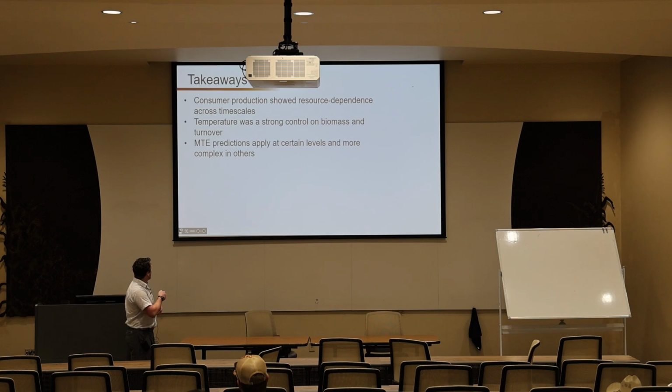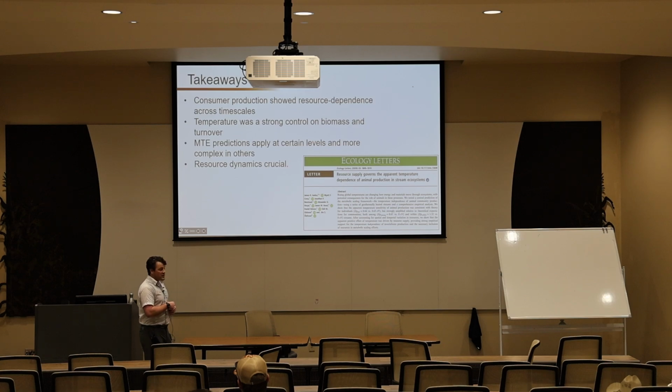But these predictions from metabolic theory apply at certain levels. At the individual level, they seem to hold pretty well. But when you start to scale up to higher levels of organization, those predictions get overwhelmed by the dynamics of resources within the system. And this last bit: resource dynamics are crucial to understanding how energy flow in systems operates in the context of warming. This is some work we published, well, not recently anymore, I guess, in Ecology Letters.